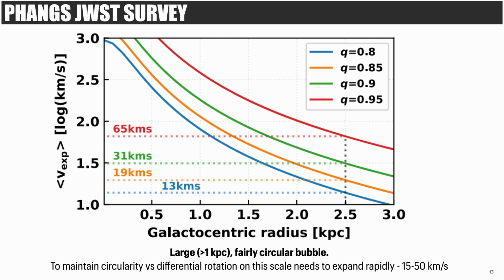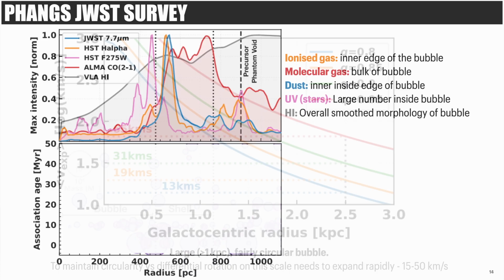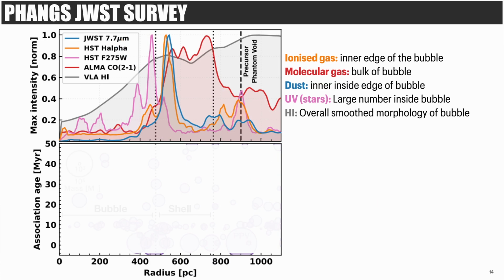We compared the radial distribution of the various tracers that we use to study the bubble. So with the JWST PAH emission, comparing that to the HST H-alpha emission. So this is a high resolution view compared to the MUSE. We have the HST UV filter, which really gives us the population of the young stellar clusters. We also have the ALMA CO 2-1, which really gives us the molecular gas, and then the VLA HI, which really gives us the atomic gas. So we can compare the distributions from these, and that's what I'm showing here.